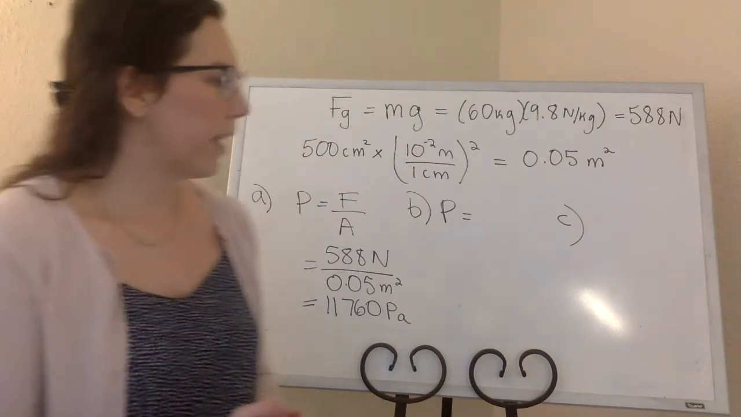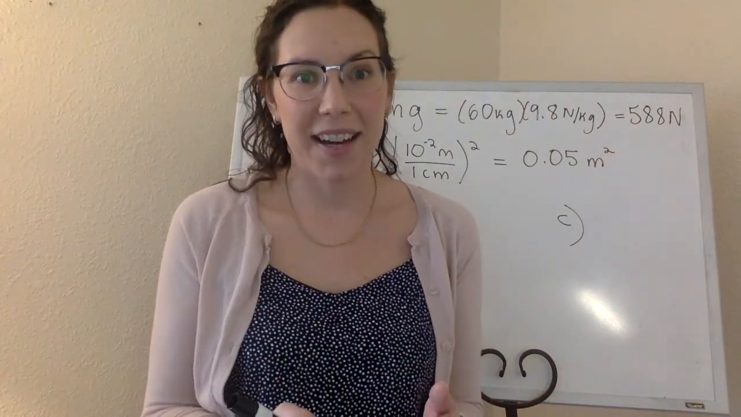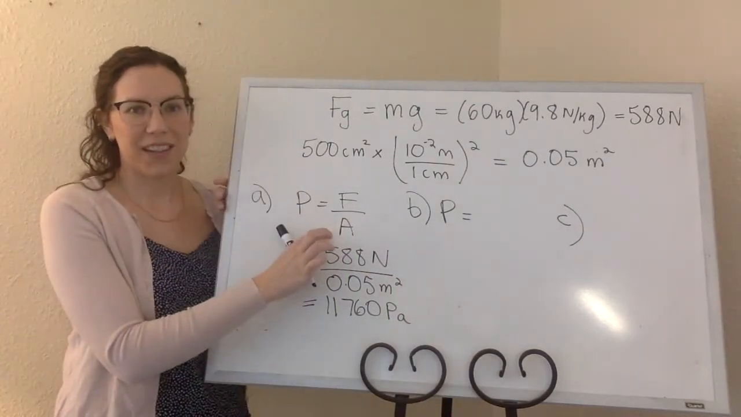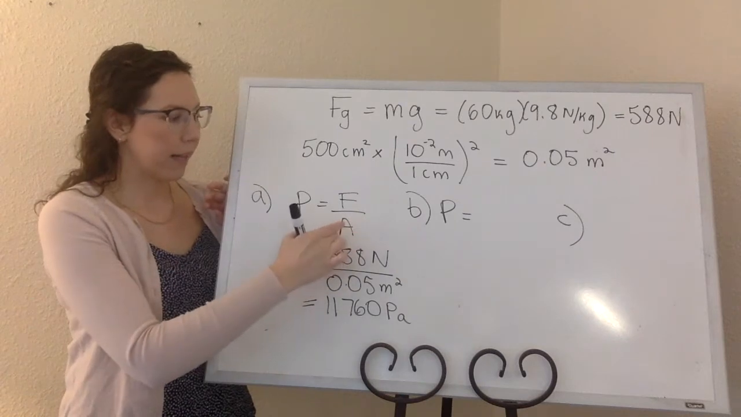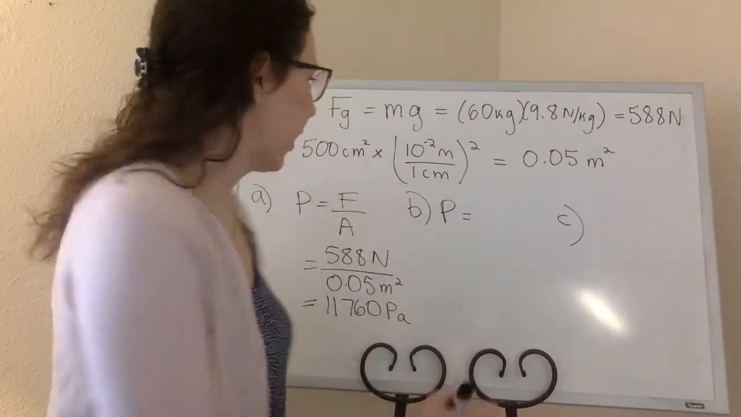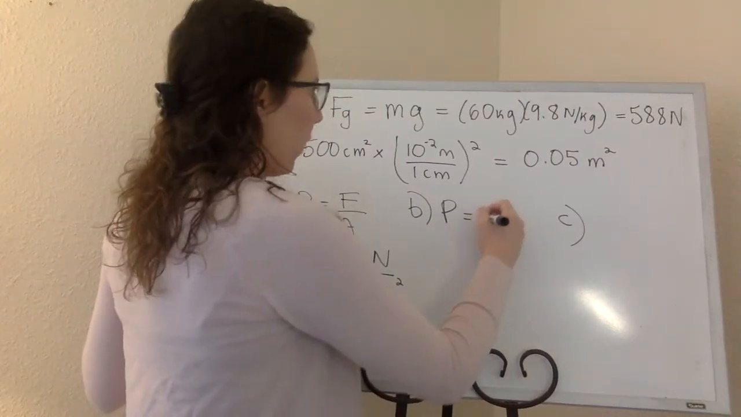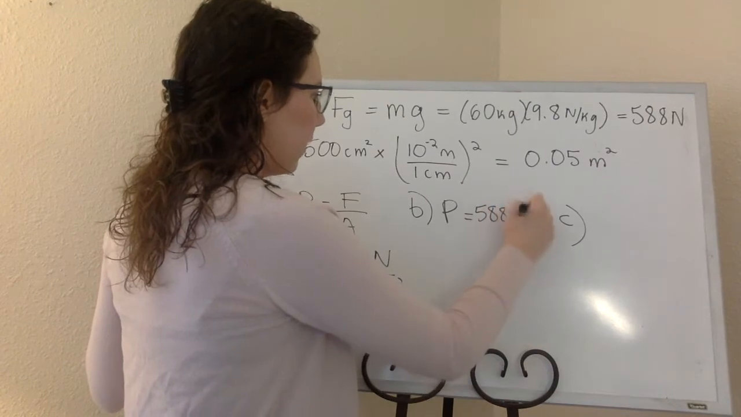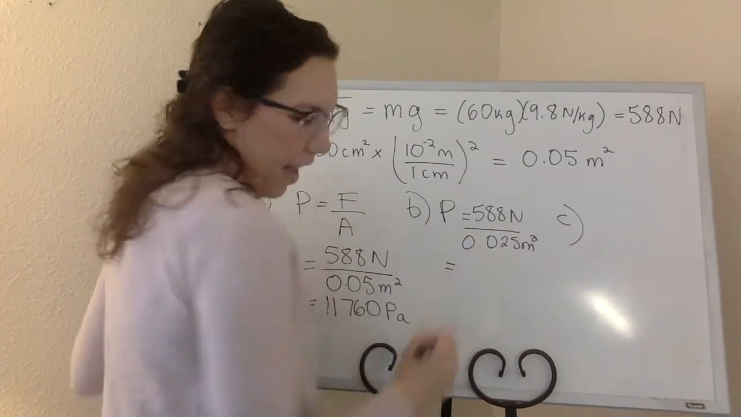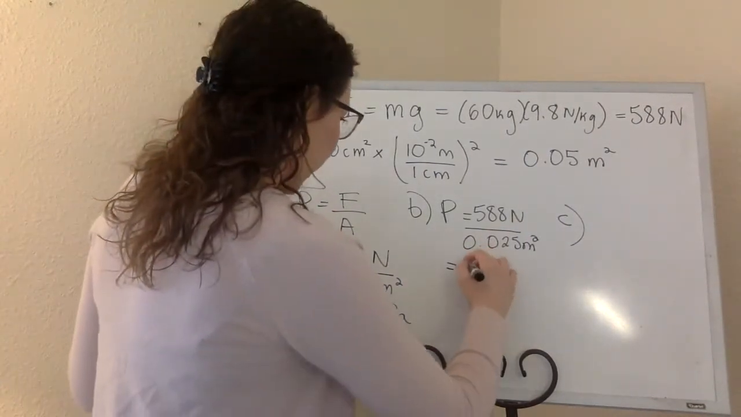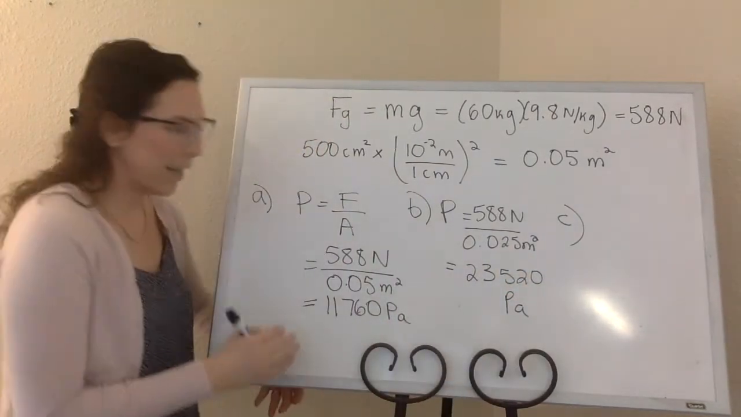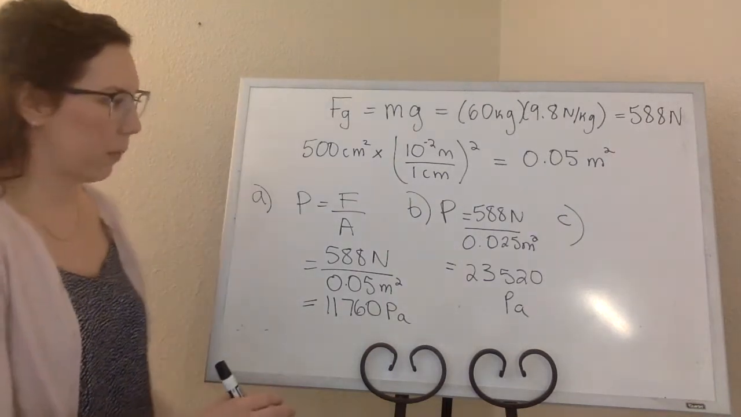Okay, now in part B, we can see the person is standing on only half that area. So looking at the relationship, pressure is inversely proportional to area. So we should find that if we cut this area in half, the pressure doubles. So it increases by the same factor. But let's check using the same relationship. So we'll have force over area, 588 newtons, divided by 0.025 meters squared. And we get 23,520 pascals, which is double this value here, so that did work as expected.